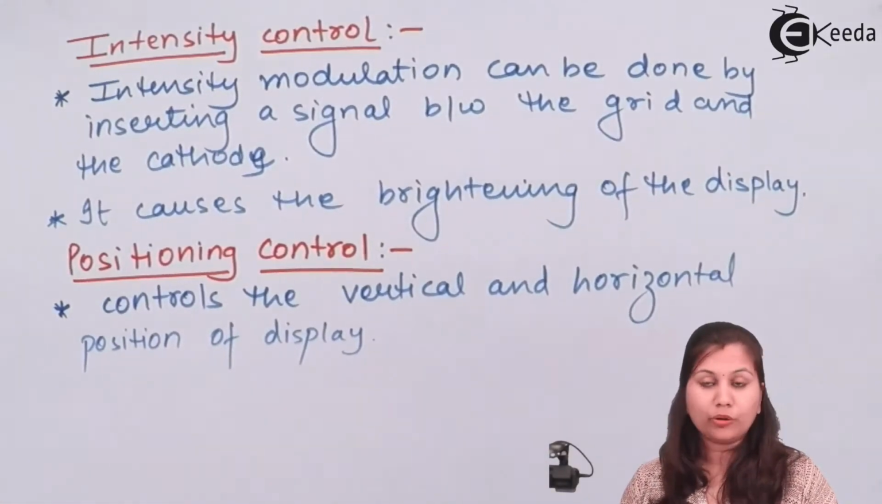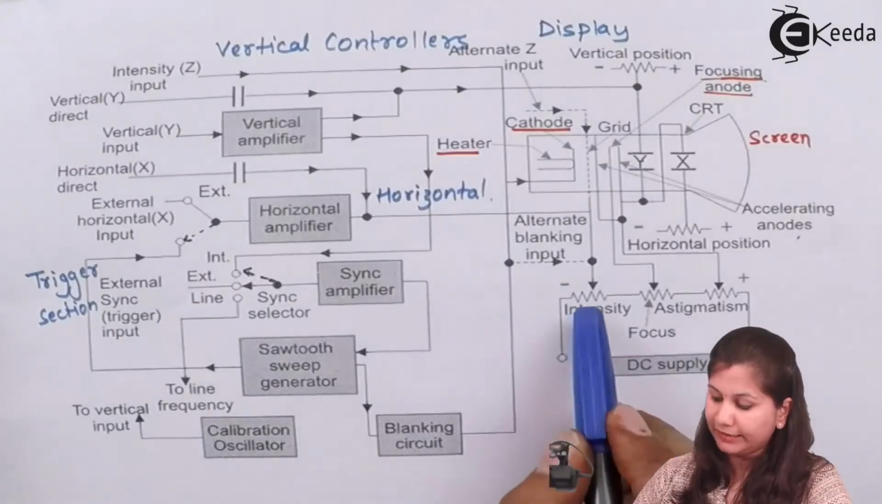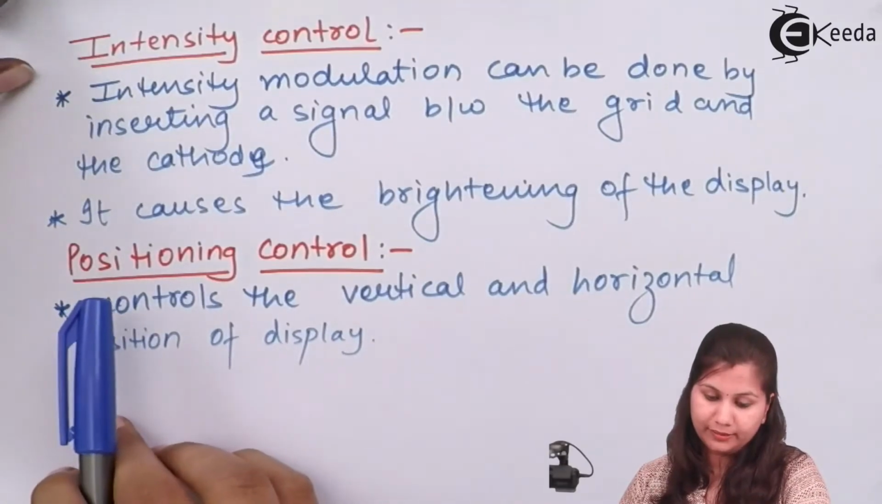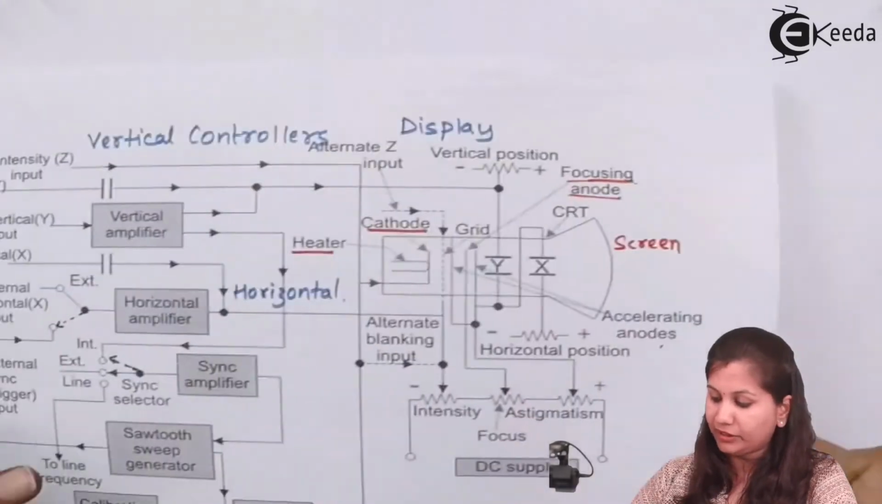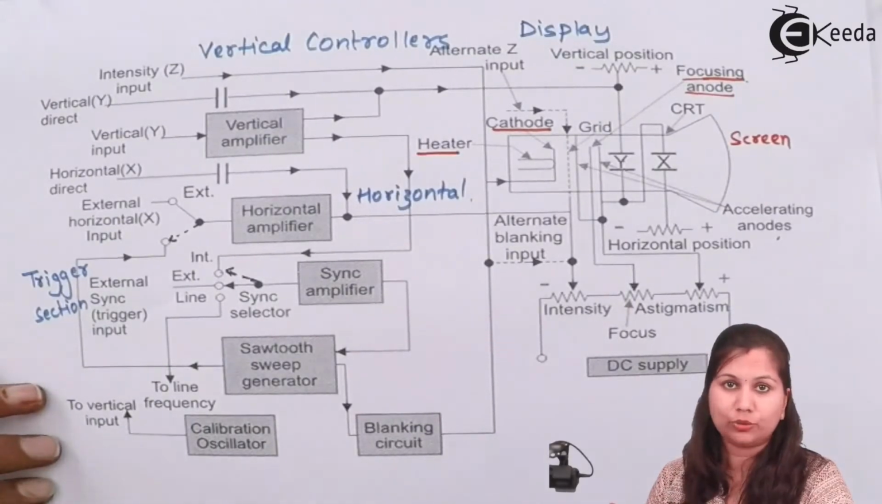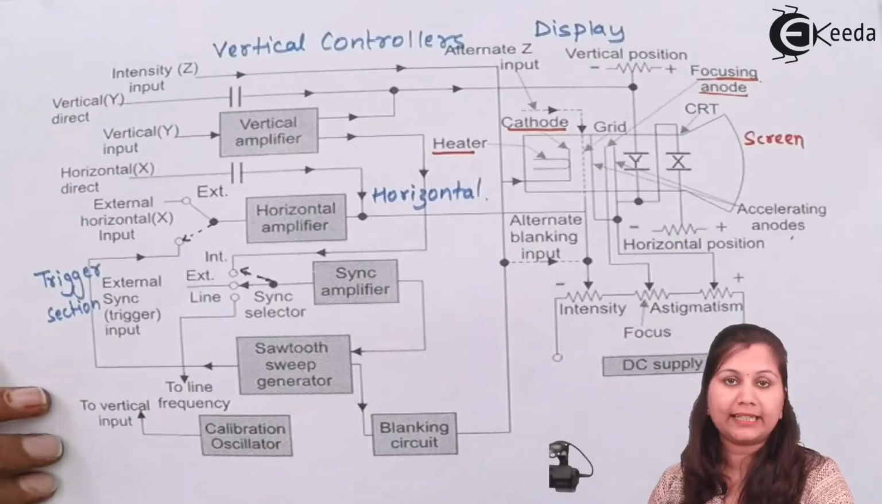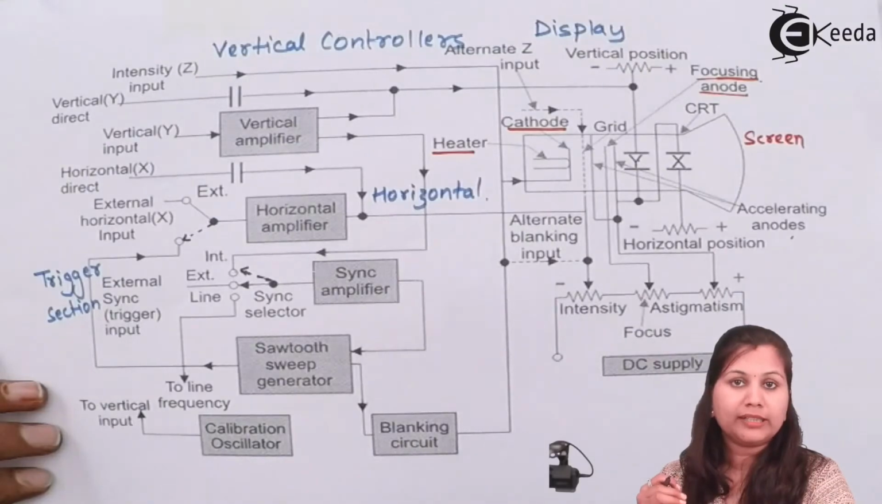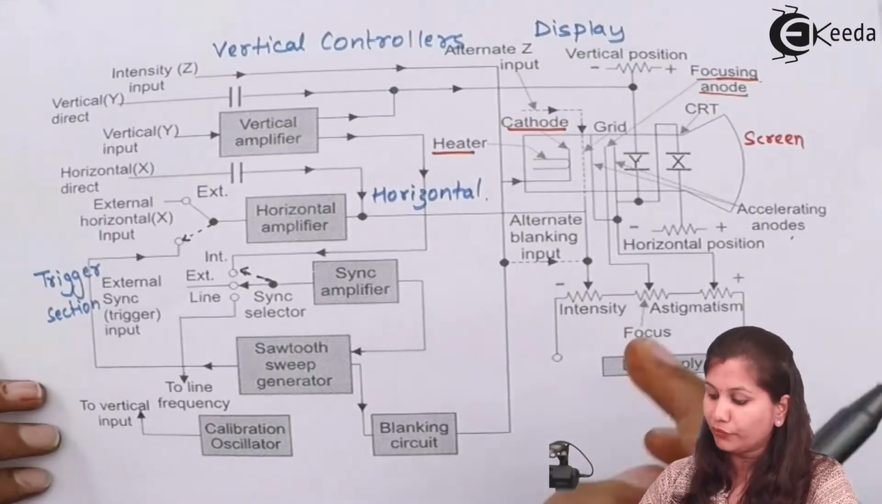Next comes the focus control. Here we have intensity, focus and position control. Focus control can be done by changing the focal length, because here we are taking the focusing anode, which is focusing the electron beam passing through it. So this focusing anode is acting as a lens. If we want the focus of the display to change, we can do that with the help of this focus control.